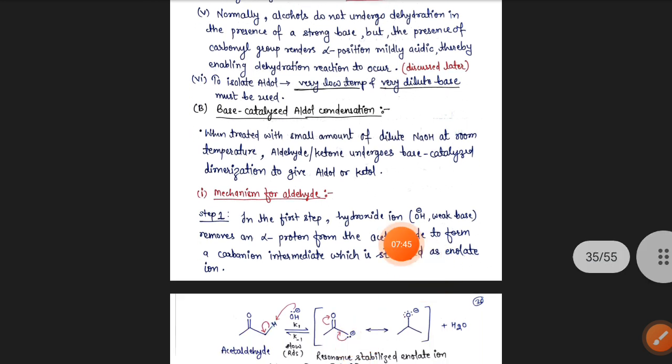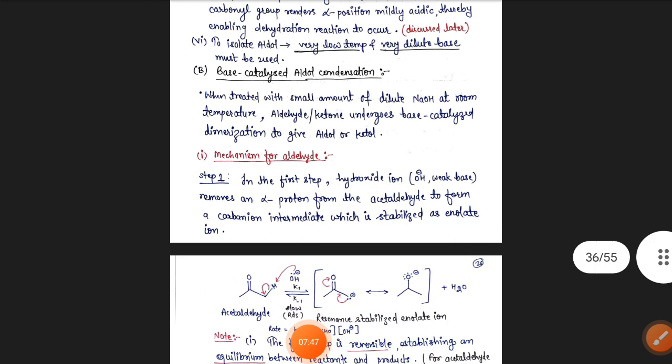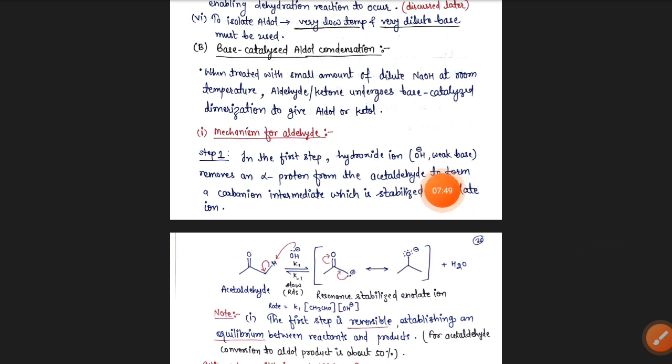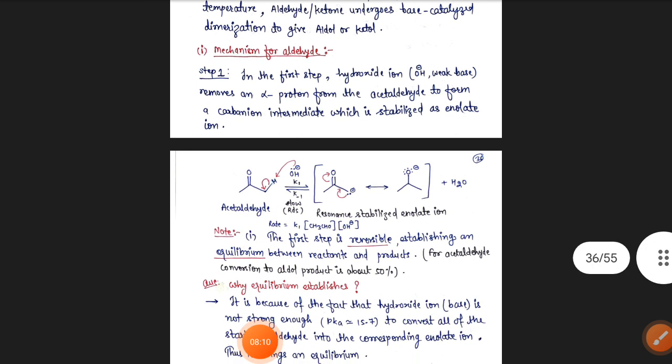So the mechanism of this: in the first step, the hydroxide ion, that is OH minus, a weak base, removes an alpha hydrogen from the aldehyde to form a carbanion intermediate which is stabilized as an enolate ion. So from this the question is asked, what is the intermediate in the case of the acid catalyzed reaction and in the case of the base catalyzed reaction. So this is the mechanism here.